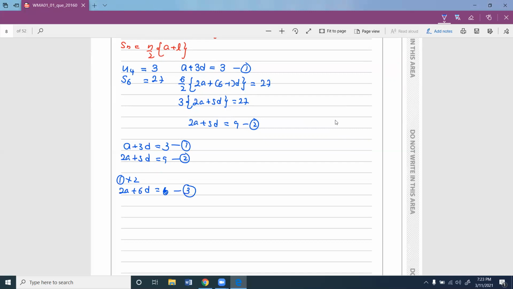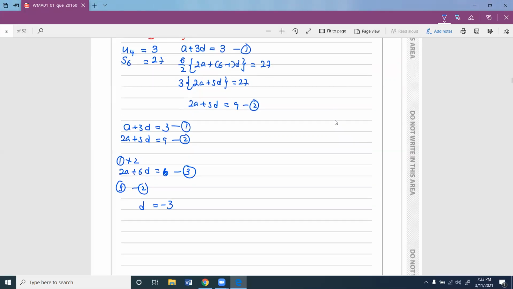Then what you can do here is subtract. 2a and 2a get cancelled. 6d minus 5d is d, and 6 minus 9 is minus 3. Then you can get the value for a. From the first equation, a plus 3 times minus 3 equals 3. That is a equals 3 plus 9, so a equals 12. So simply you can get this answer in this format. That's a way of doing this kind of question.